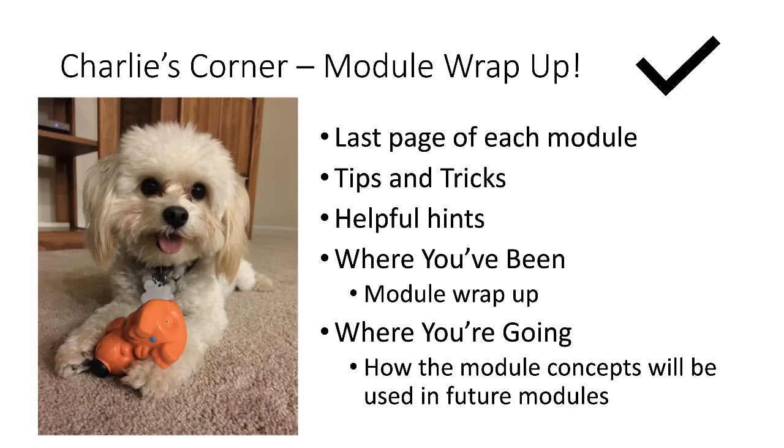The last page of the module is Charlie's Corner. This is your module wrap-up where you get to see a cute little picture of my dog Charlie. On this page, you'll find tips and tricks, helpful hints, where you've been, and where you're going. This is where you'll find information about how the module concepts will be used in future modules.